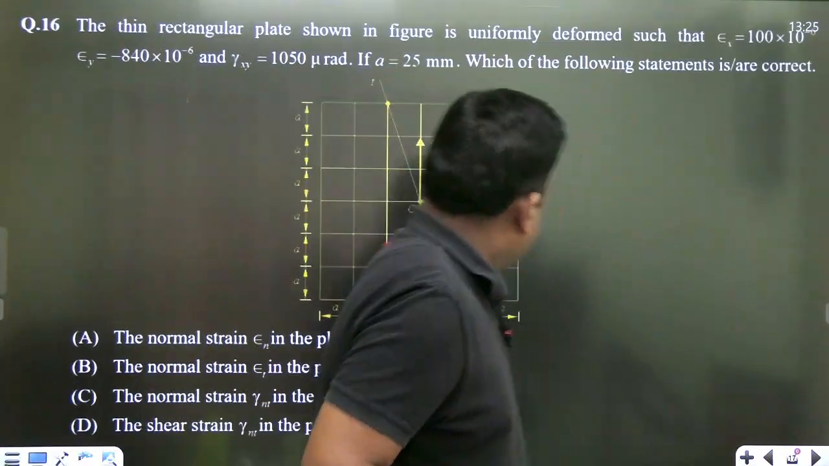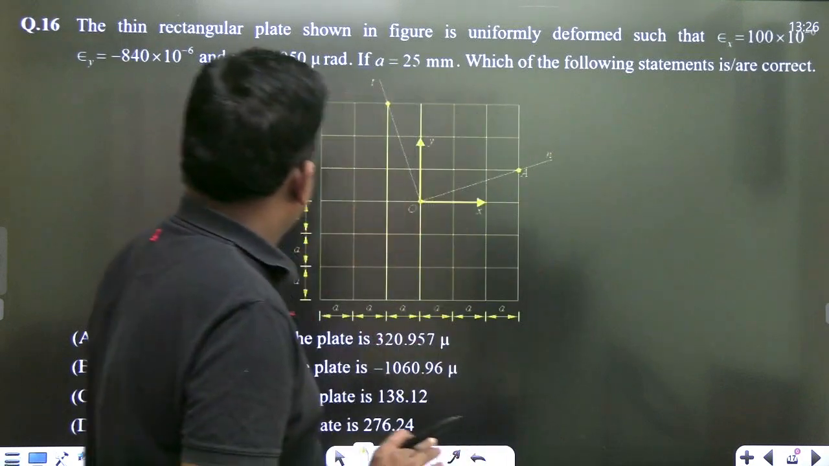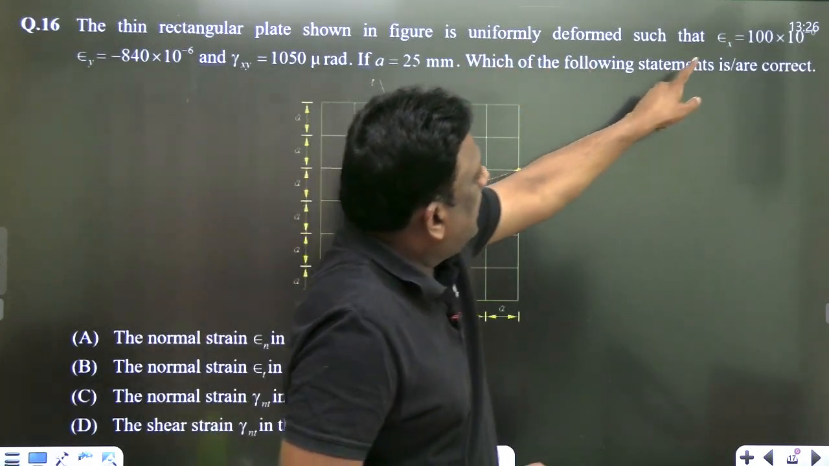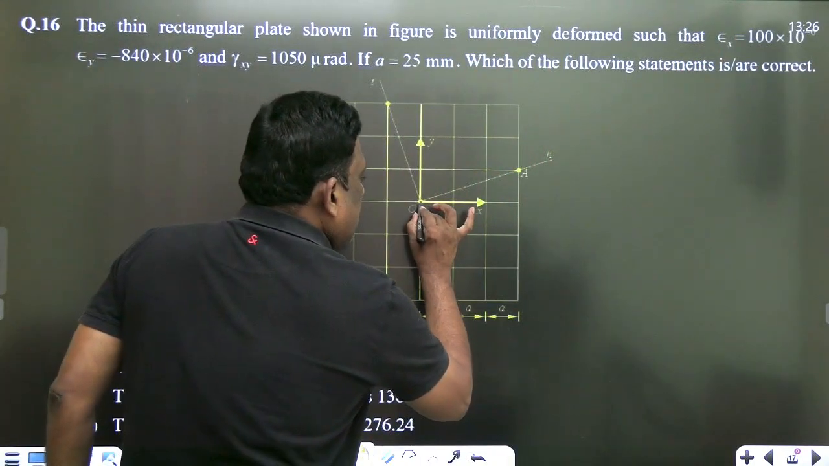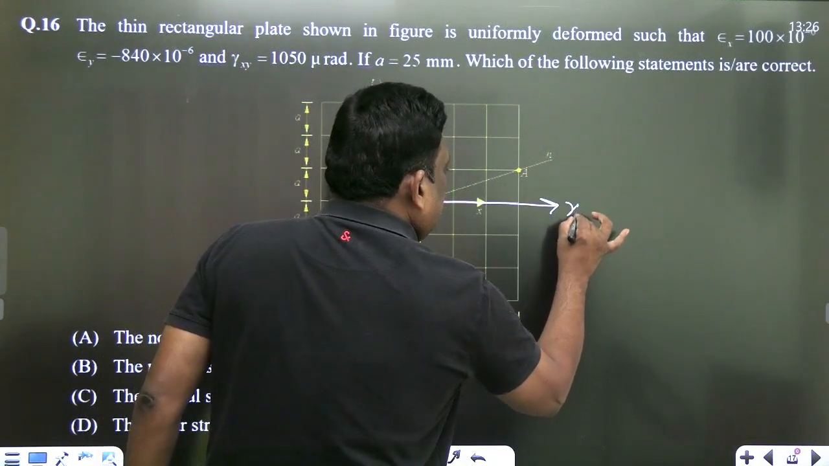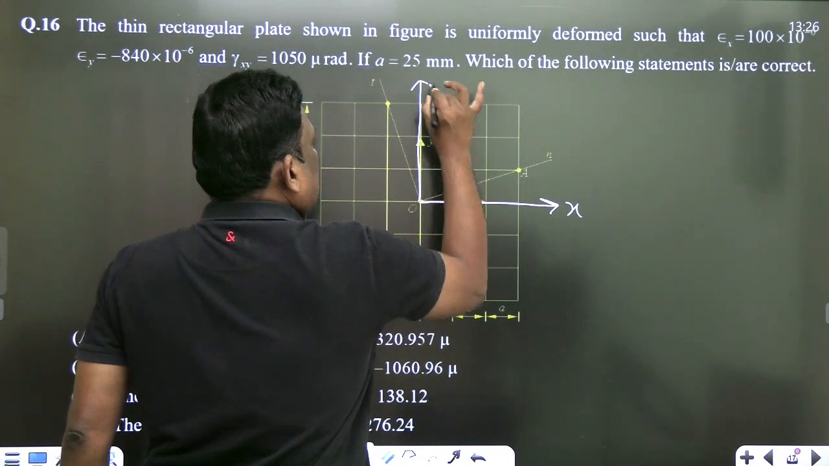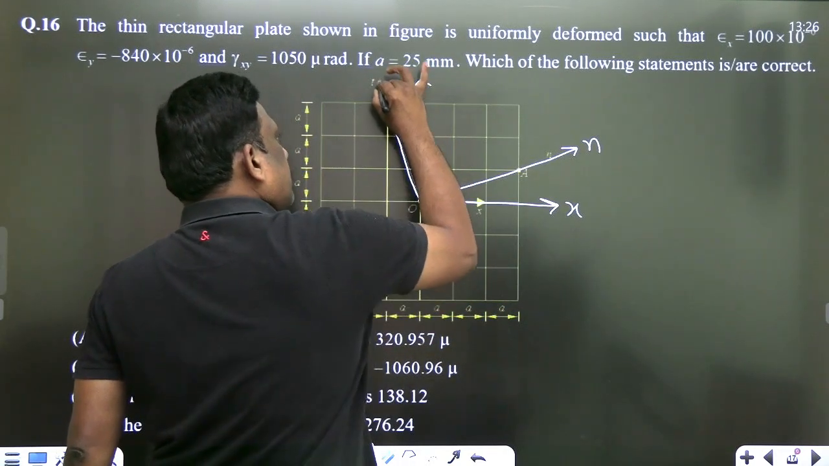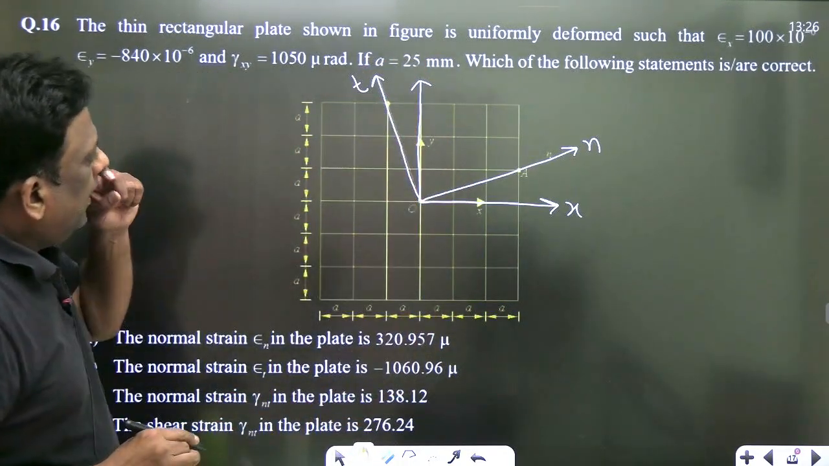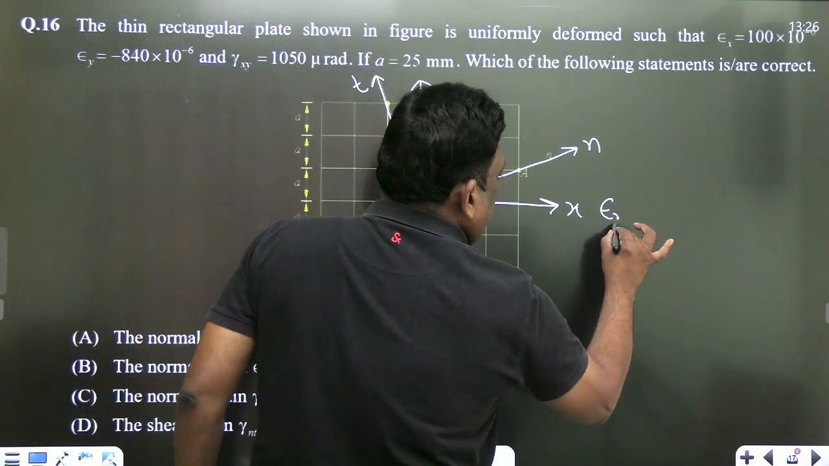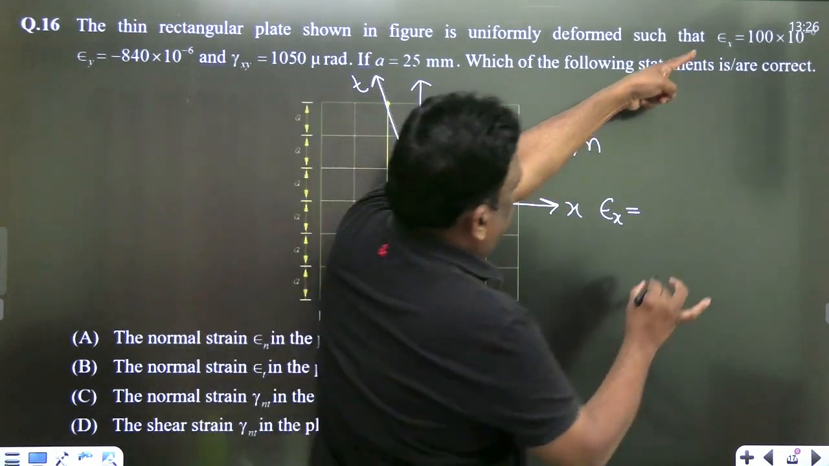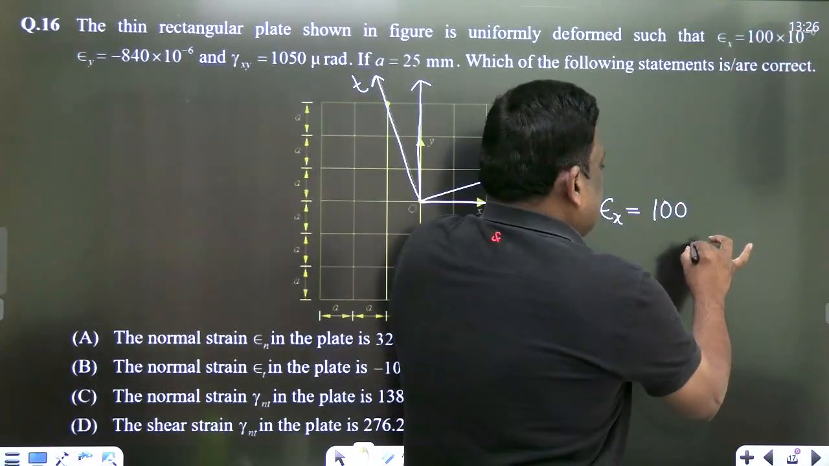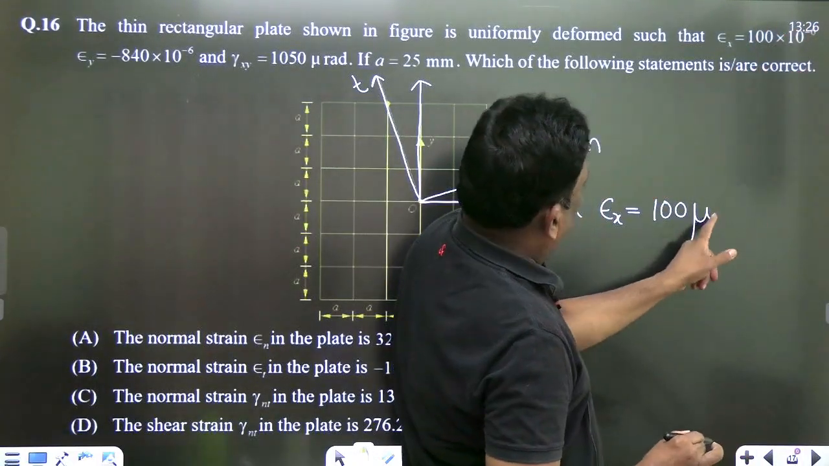Now, let's go to the next question. Look, sirs. A thin rectangular plate shown in the figure is uniformly deformed. This is the x direction, this is the y direction, this is given as some normal direction, and this is given as some t direction. Now what is he saying? In the x direction, the normal strain epsilon x is given as 100 into 10 power minus 6. I will not write 10 power minus 6, I just write microns.